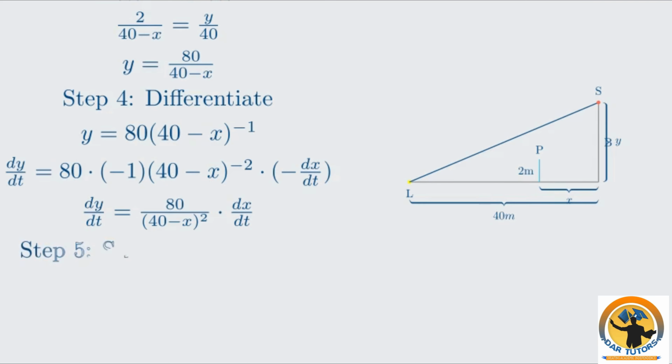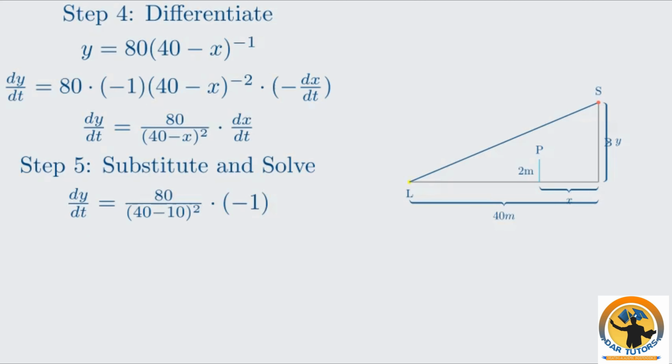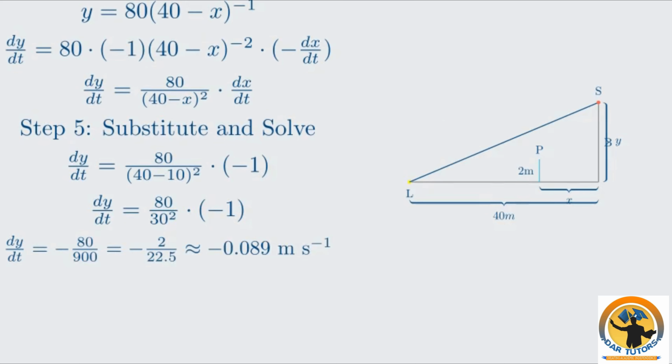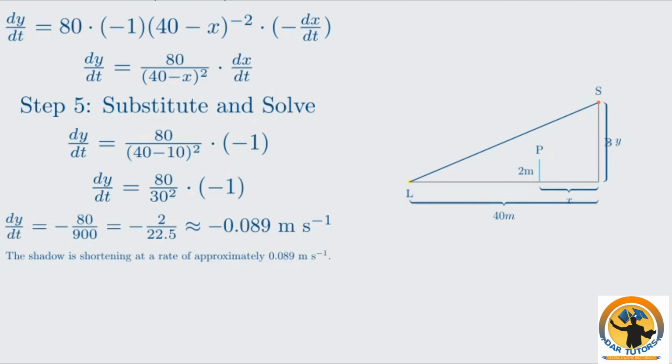Step 5. Substitute and solve. We substitute the given values. dy/dt equals 80 over 40 minus 10 squared times negative 1. This is 80 over 30 squared times negative 1, which is negative 80 over 900. This simplifies to approximately negative 0.089 meters per second. The negative sign indicates that the shadow's height is decreasing, or shortening. So, the shadow is shortening at a rate of approximately 0.089 meters per second.